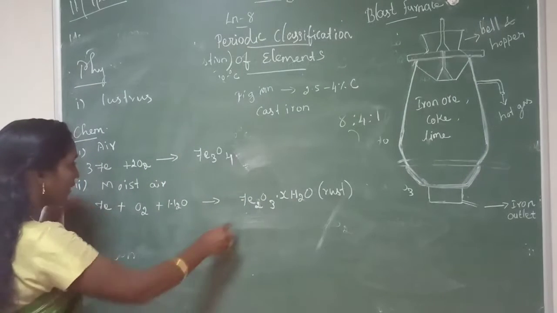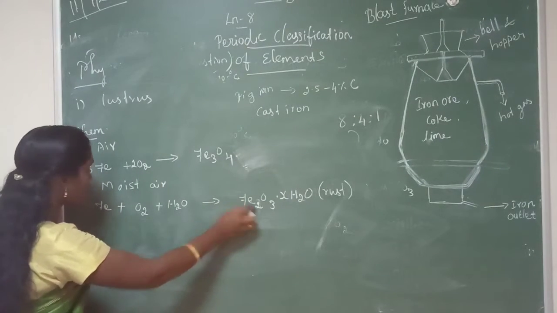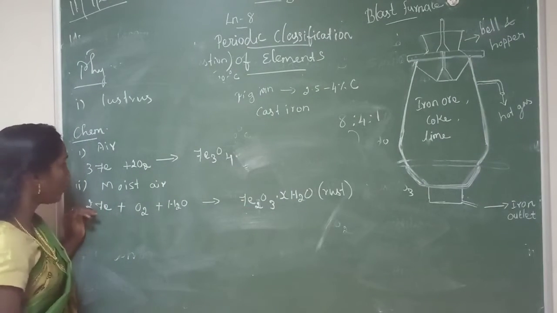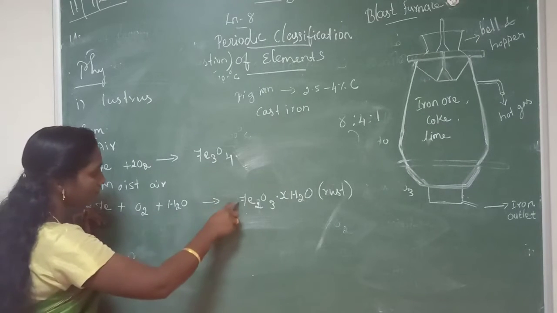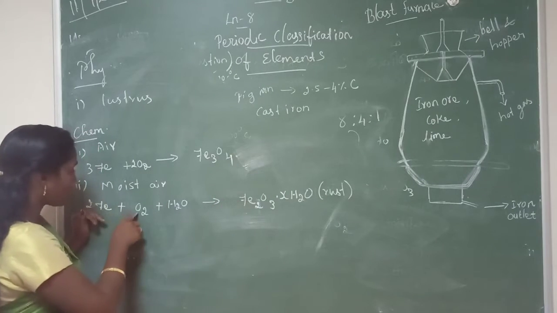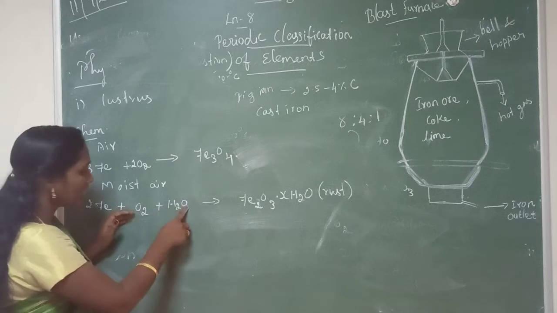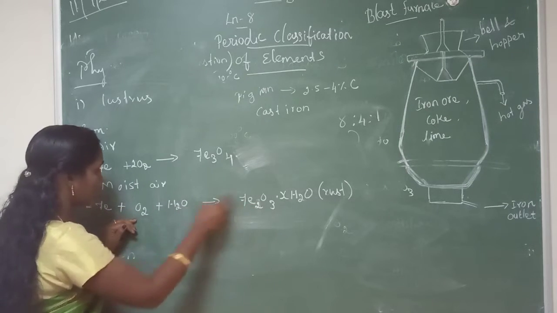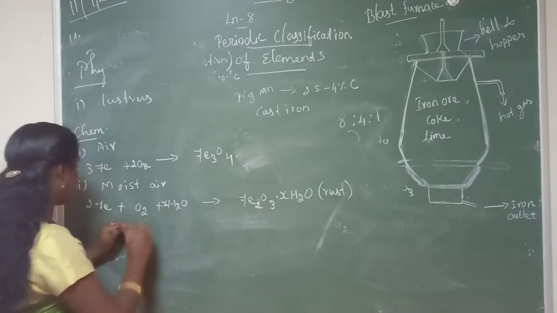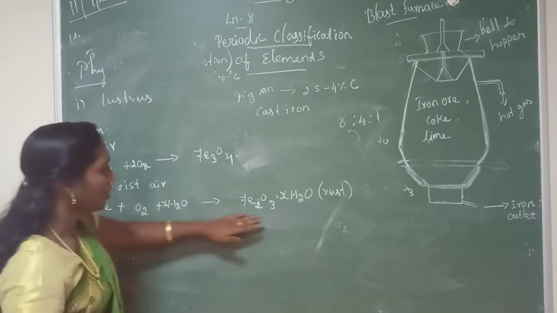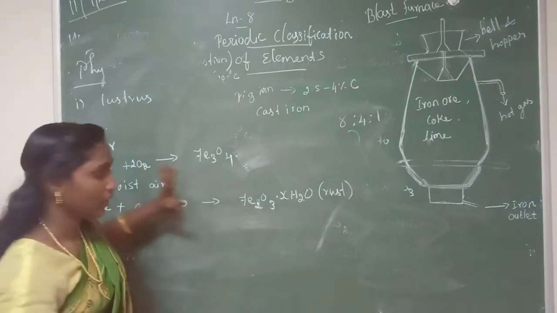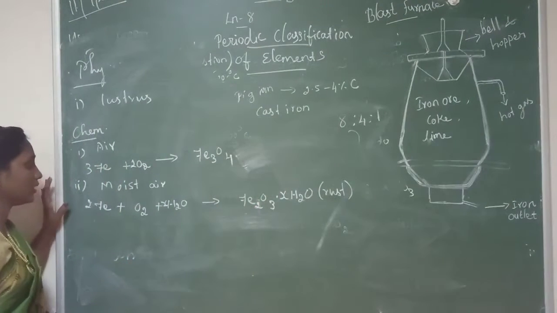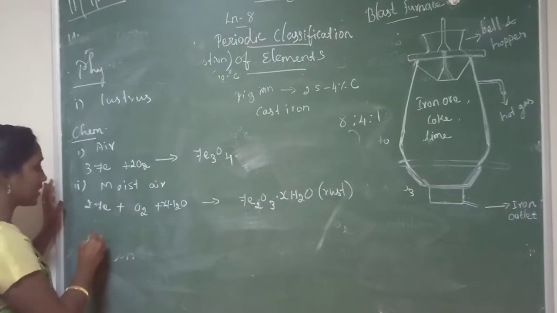Now we have to balance this equation. 2 iron, so here also 2. How many oxygen? Here 2 oxygen, here 1 oxygen, totally 3 oxygen. It is balanced. Then xH2O. So Fe2O3.xH2O. This is the reaction with moist air.